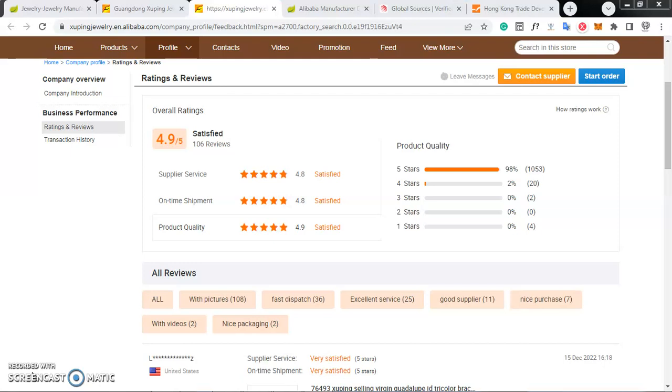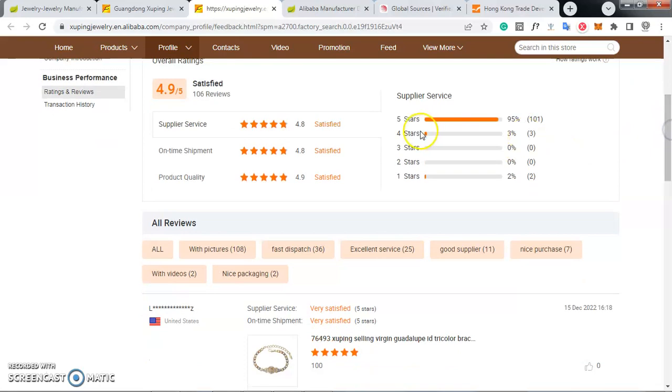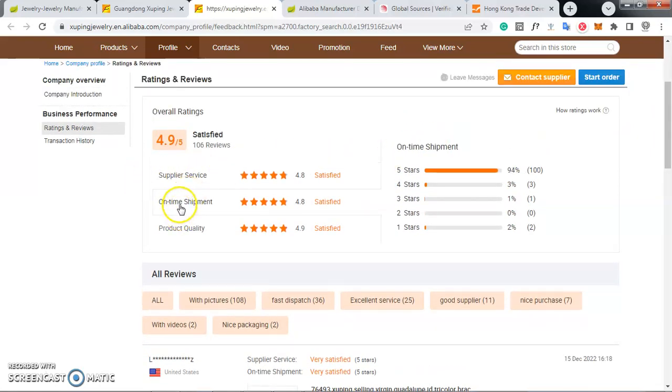When you come to ratings and reviews, you see product quality, supplier service, online time, shipment, and product quality. These are the filters you can use to narrow down the kind of supplier you need. If you look, you see this guy has exceptional quality, almost 98%, close to 100. If you're into jewelry, I need you to contact this guy because he has top-notch quality.